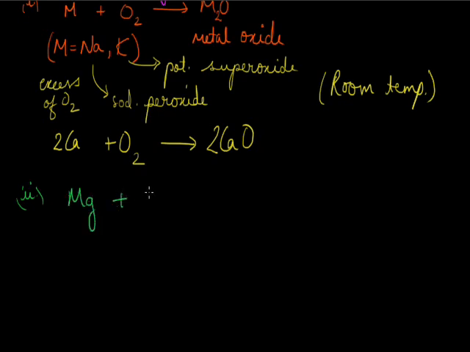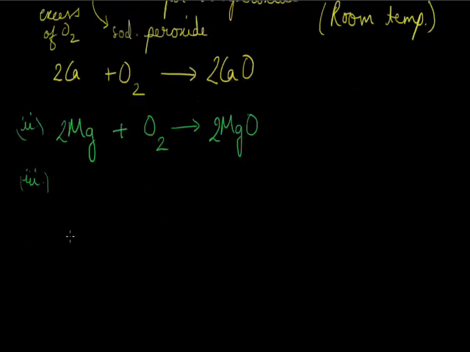Okay, here a magnesium ribbon can be burnt in the presence of oxygen and it will produce magnesium oxide. Here we can see that if magnesium is kept open at room temperature, there is no reaction with oxygen. But when the magnesium ribbon is burnt or ignited, then it reacts with oxygen and forms magnesium oxide. So here you have to provide some ignition.